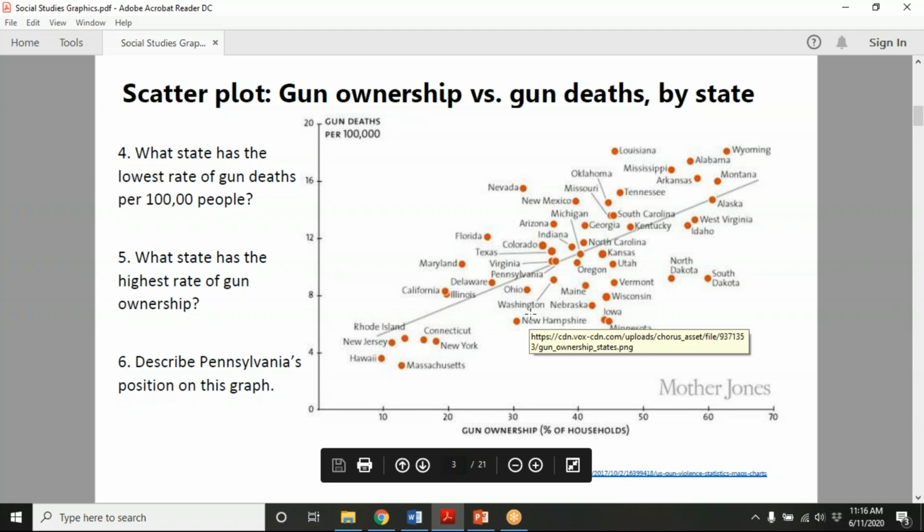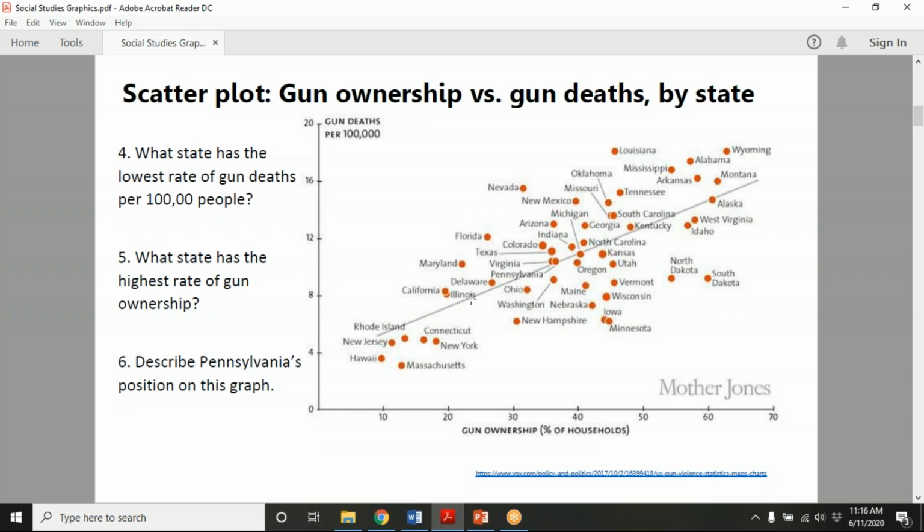So generally, people make a scatter plot like this, make a graph, to show a relationship or to determine if there is a relationship. And so you can see there is. Imagine this without the diagonal line. There is a trend going from the bottom left to the upper right. So as gun ownership goes up, gun deaths go up. It makes sense. More people have guns, more people are going to die by guns, either violently or accidentally. Right? So you can learn a relationship. That's why you would make a graph like this. See, is there a relationship? Right? So number 4, what state has the lowest rate of gun deaths per 100,000 people?